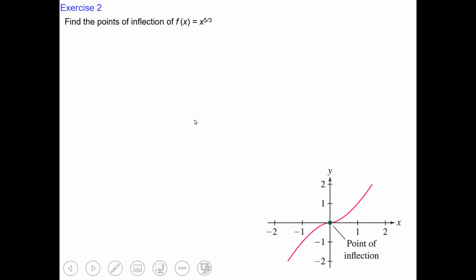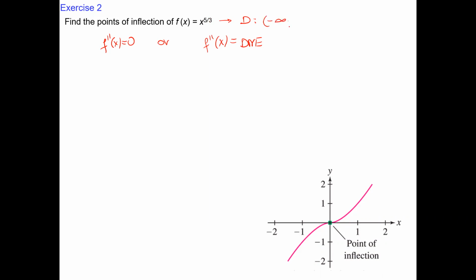What we need, the potential points of inflection are the points where the second derivative is 0, or where the second derivative is undefined. Okay, let's check. First of all, domain for this function, this is like third root of x to the power of 5. Cube roots take all of the numbers. We don't have to be worried about excluding, for instance, negative numbers, like for the even roots.